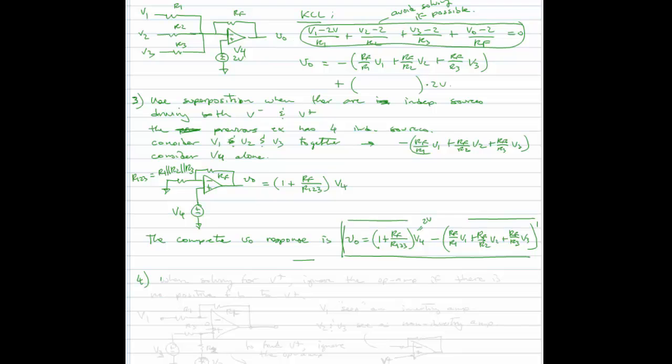when solving for V+, ignore the op amp if there is no positive feedback to V+. Now, what do I mean by that? Let's go back to one of the circuits that we've seen before.